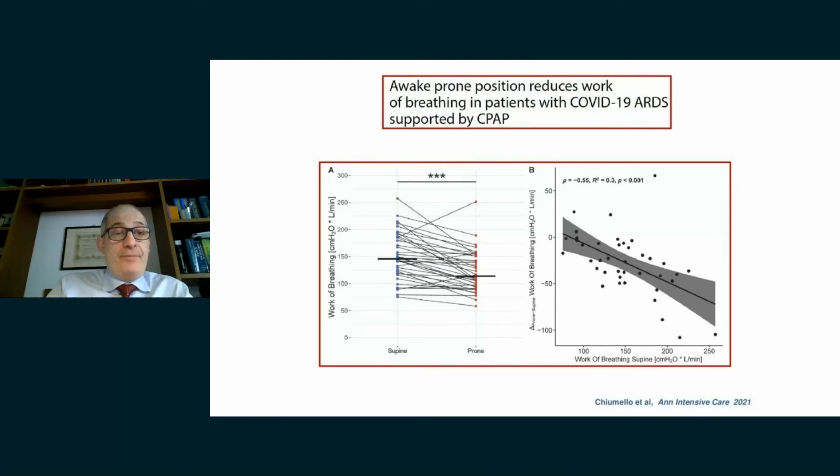Here is the change in the work of breathing from supine to prone position in each patient. And what was more important, this was the relationship, in the right part, of the change in the work of breathing by moving from supine to prone according to the work of breathing in supine position. So patients who presented a high work of breathing in supine position were the patients in whom the work of breathing was significantly reduced in prone position.